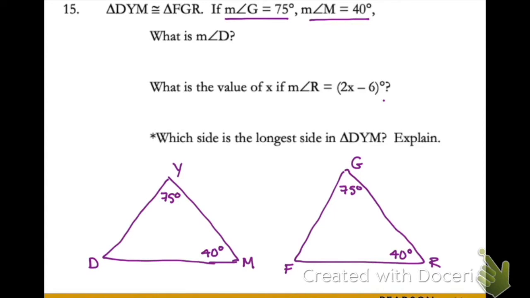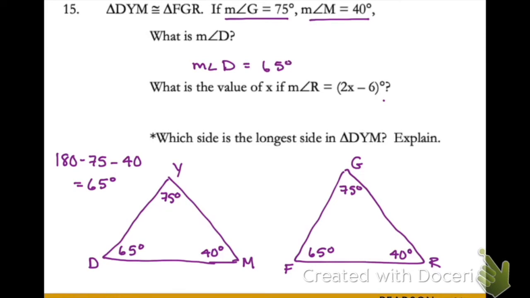The first thing we're supposed to do here is find the measure of angle D. Well, if we look at triangle DYM, we notice that we have two of the angles, which means that we can find the third by adding the other two together and subtracting from 180. So I'm going to take 180 minus 75, and then also subtract 40, and this gives me 65 degrees, which means the measure of angle D is going to be 65 degrees. But that also means that angle F will also be 65 degrees. But since we're only asked for angle D's measure, we'll go ahead and get that.